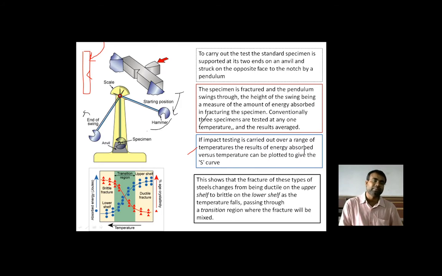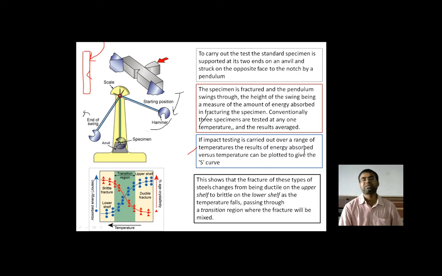As you can see, in the CHARPY test the specimen is simply supported at the two ends, and in IZOD there is a cantilever situation. To carry out the test, the standard specimen is supported at its two ends on an anvil and is struck on the face opposite to the notch by a pendulum. That pendulum is shown as a hammer.